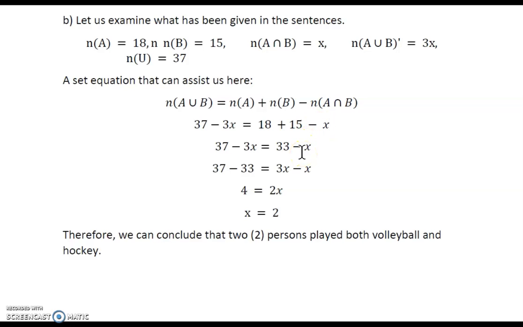Put all the x's on one side and all the number terms on the other side. So 37 comes here, 33 comes there, and minus 3x you put on the right hand side, so the sign will change. You get 3x minus x, that's 2x. 37 minus 33 is 4, so x is equal to 4 divided by 2. Therefore, we can conclude that two persons played both volleyball and hockey.